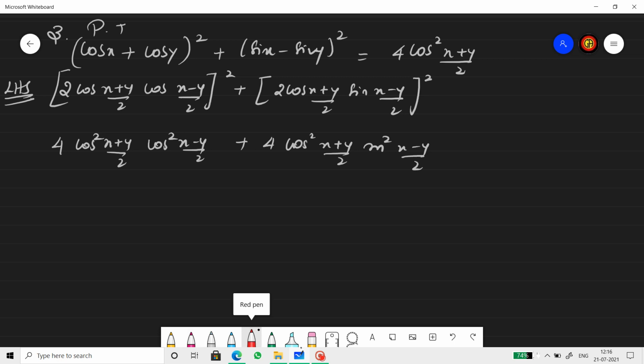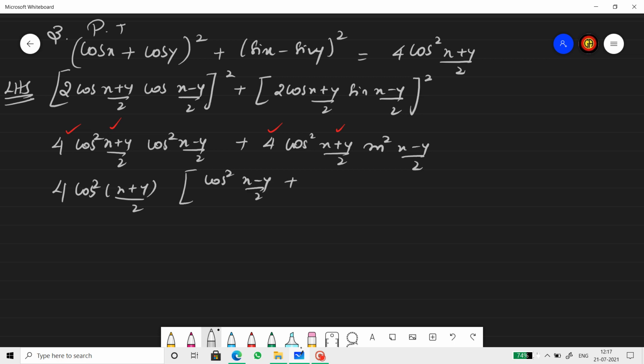Now what all terms can we take out? We can take out 4 and cos square (x plus y) by 2, isn't it? Yes. So if I take 4 cos square (x plus y) by 2 common out, I'll be left with cos square (x minus y) by 2 plus sin square (x minus y) by 2. And what is cos square theta plus sin square theta? 1, isn't it? One of the standard trigonometric identities. Cos square a plus sin square a is 1.